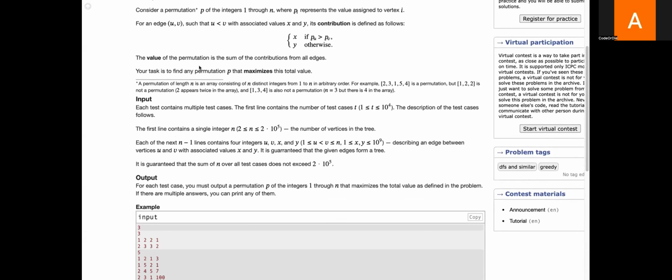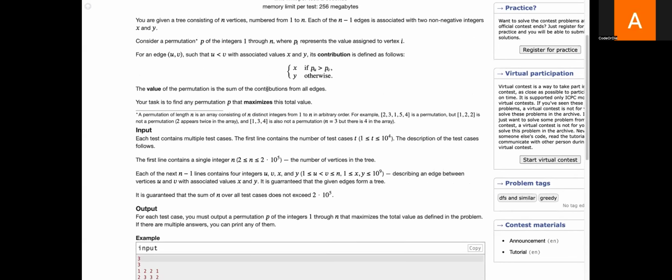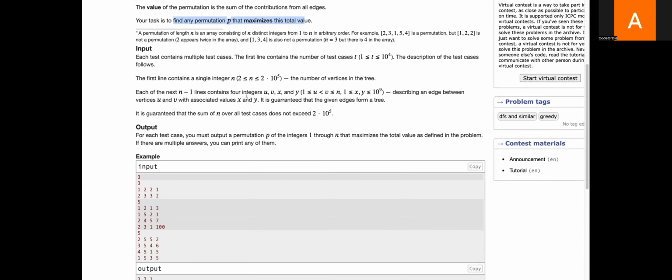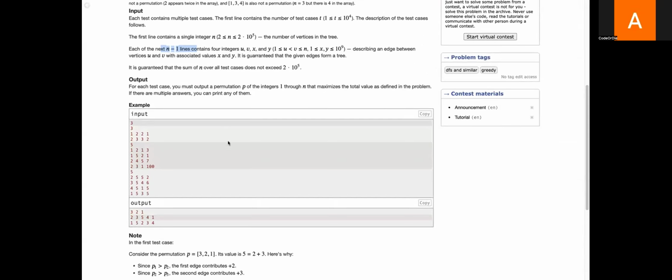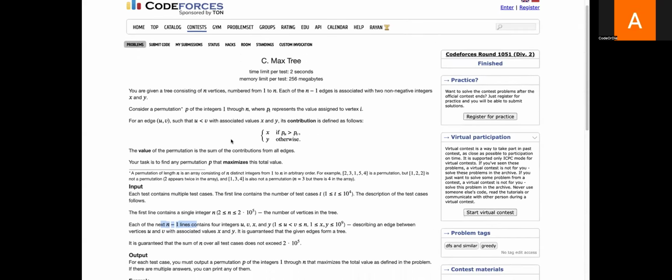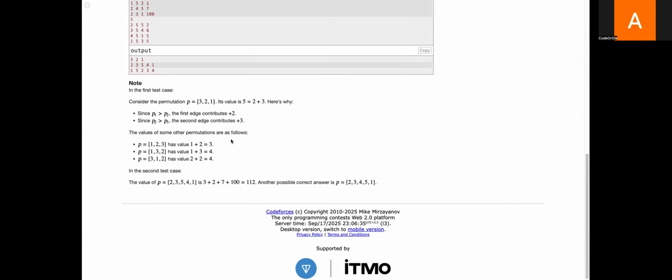So the value of the permutation is the sum of contributions from all edges. Your task is to find any permutation p that maximizes its total value. Okay, so that's the question, and we will get some edges: u, v, x, y, n minus 1 lines, which means the n minus 1 edges of the tree. So I think the question is clear. If it's not clear, you can read it again. So let me discuss the solution.